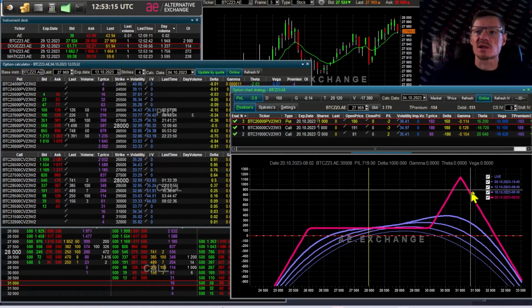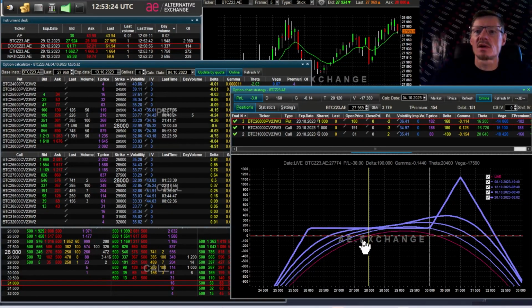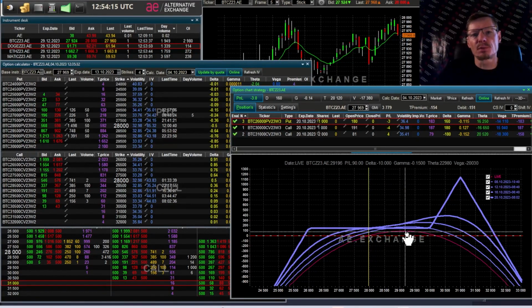Here in this line above, you can see this data. At the current moment, right now, the delta is 160. It will become neutral and reach 0 at a price of 29,156. Simply put, delta in an option strategy is the angle of the strategy.